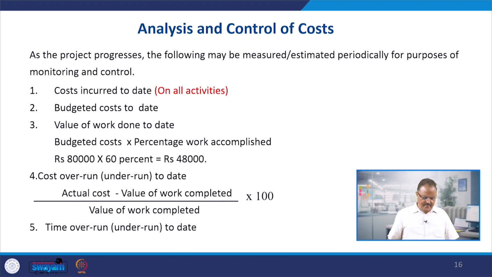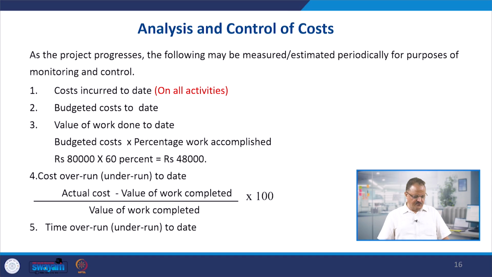In this case, as the project progresses, the following may be measured or estimated. We have developed the structure, identified the activities and events, and estimated the activity based cost. Now, for all the activities, the first thing to find out is the cost incurred till date. Has any cost been incurred till date, or are we just going to start afresh?